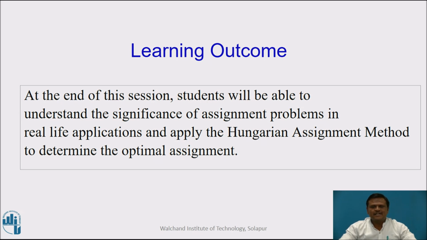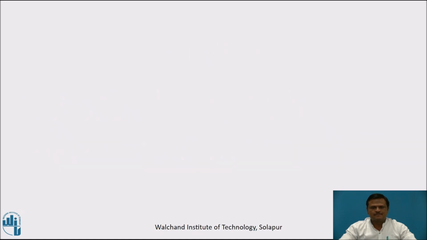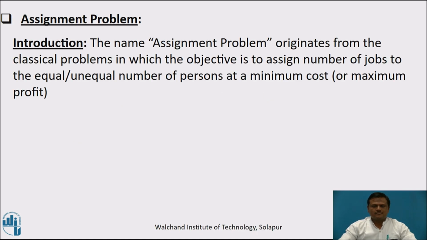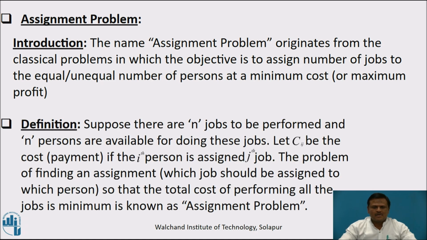Now let us see the introduction and definition of the assignment problems. Assignment problems originate from the classical problems in which the objective is to assign a number of jobs to an equal or unequal number of persons at a minimum cost or maximum profit. The definition of assignment problem is given here. Let us see what it is.